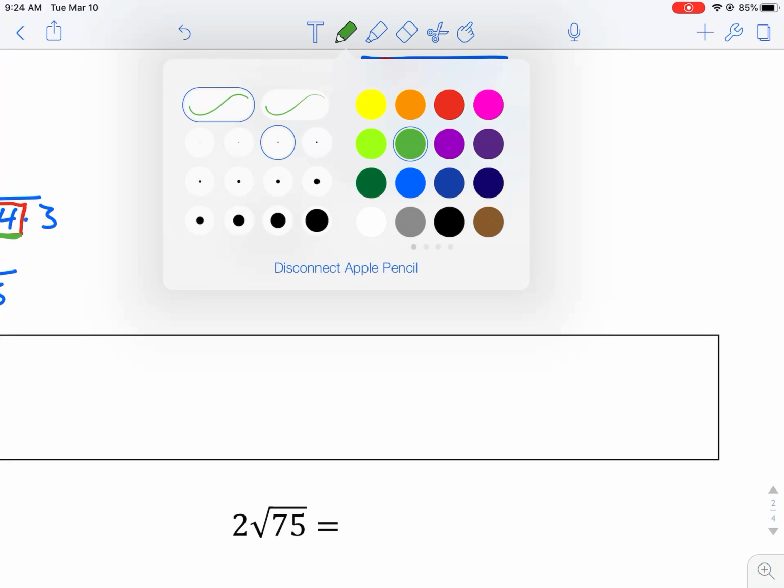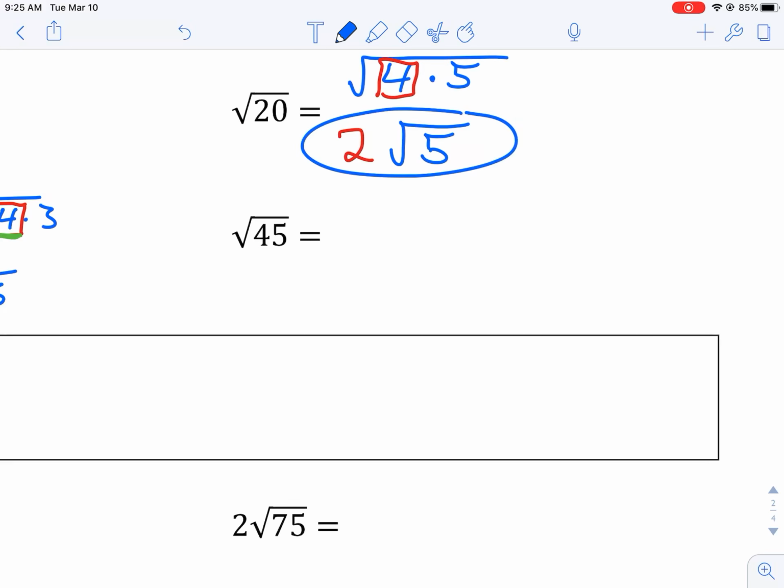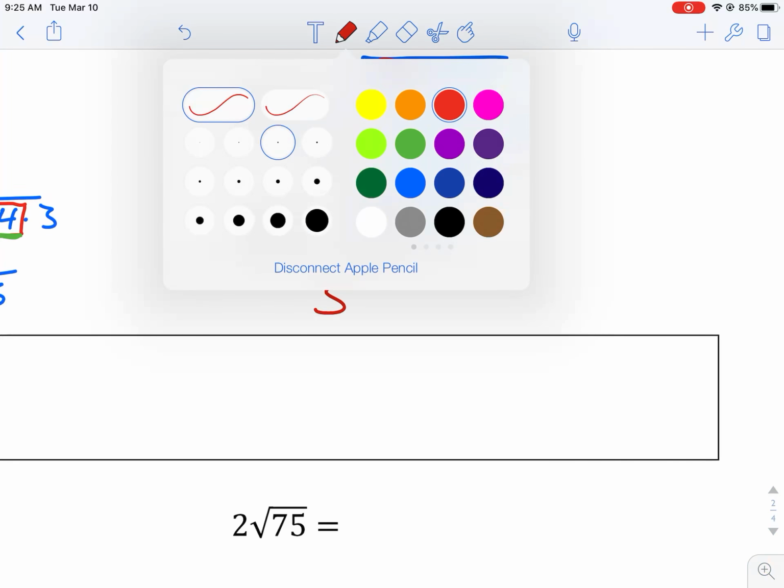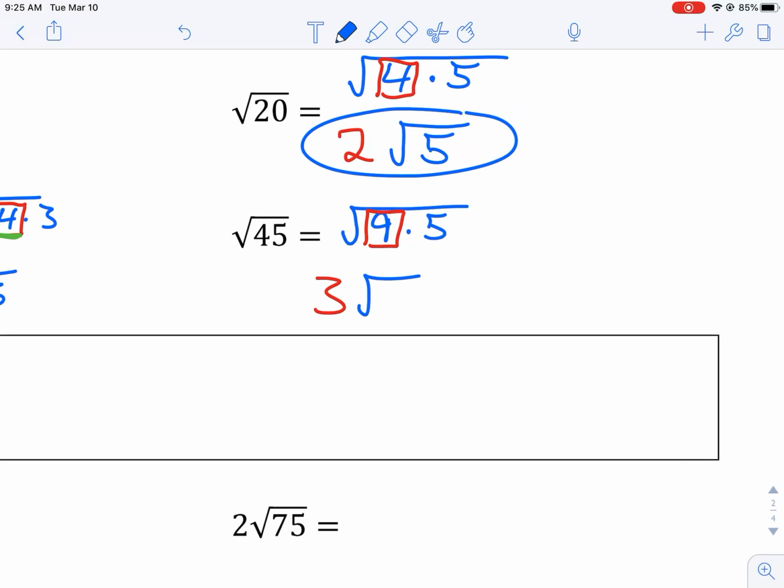And then finally this 45 here. Let's do this one, the square root of 45. I can break that down into 9 times 5. And then 9 is a perfect square, where if I take the square root of 9, it's 3. So I get 3 square root of 5 as my answer.